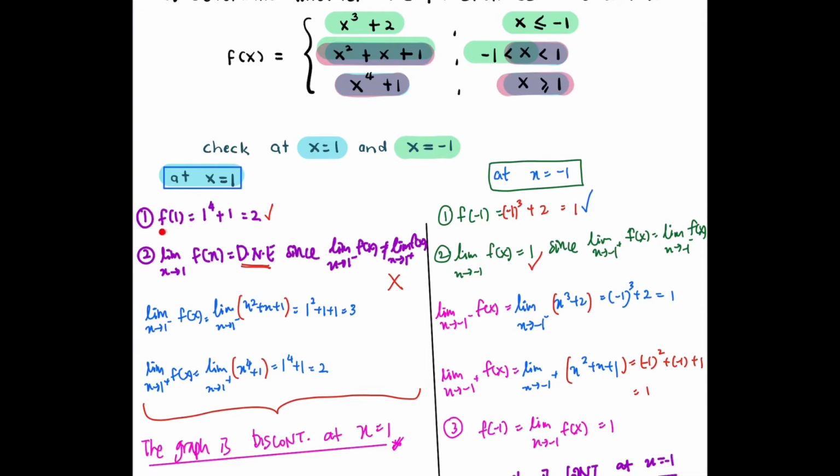So the first condition, f(1) must exist. So for f(1), let's look at the third function here. So let's fill in 1 in this function. So 1 to the power of 4 plus 1 is equal to 2. So the first condition is fulfilled. Let's see the second condition.